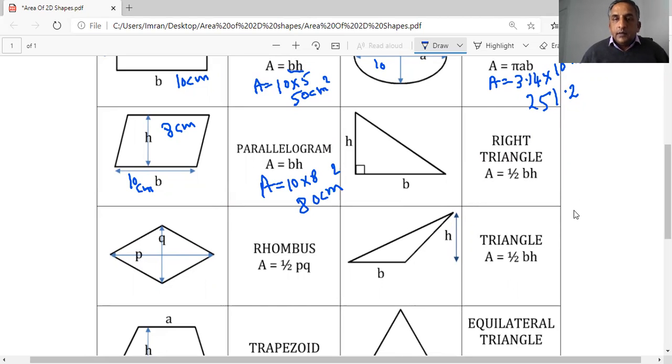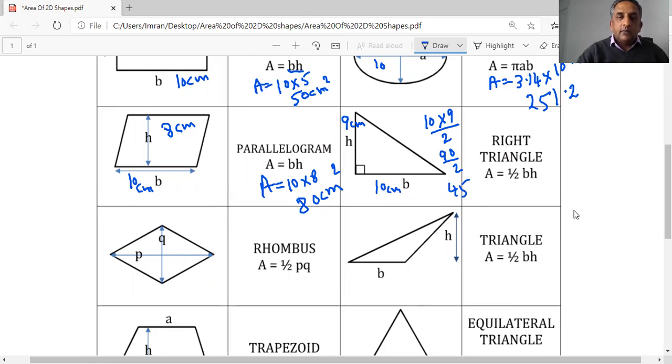Now next one is right angle triangle. How to find the area of this one? The formula is base times height divided by 2, or half base times height. So for example, in this case, the base is 10 centimeter and height is, let's say, 9 centimeter. So how do we find the area? We times 10 with 9 divided by 2. 10 times 9 is 90 divided by 2, so it will be 45.